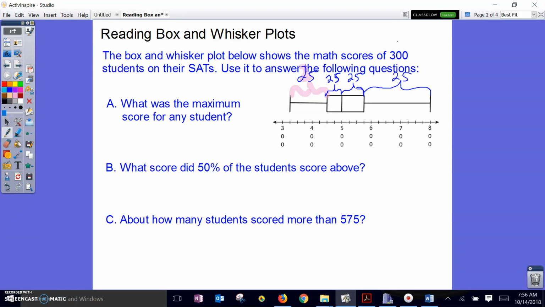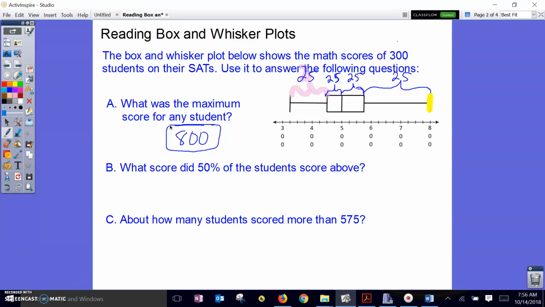Alright, so let's answer these questions. First, what was the maximum score for any student? Okay, so the maximum score for any student, we go out here, we find the whisker that represents the maximum. And that sits right here at 800. And so the maximum score for any student in this group was 800.